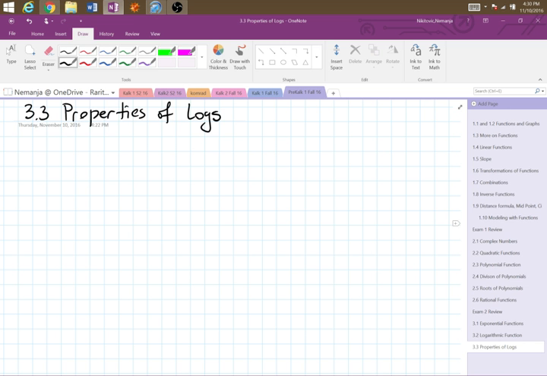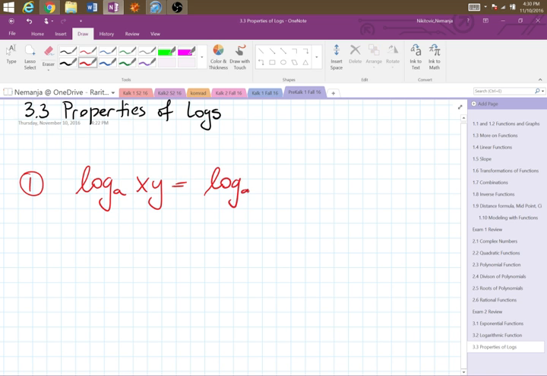So we're going to learn three formulas, because we already covered the change of base and the conversion formula. So we're only going to talk about the three formulas, which are as follows. Number one, log base A of x times y is log base A x plus log base A y.